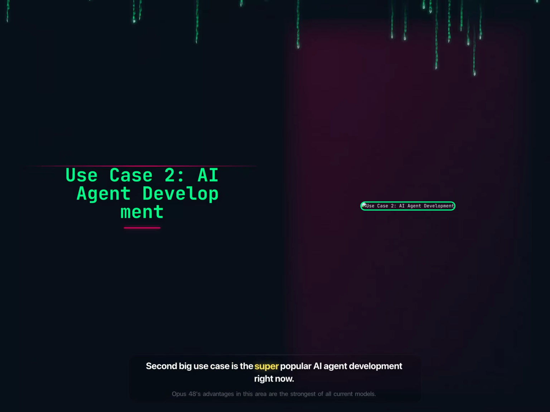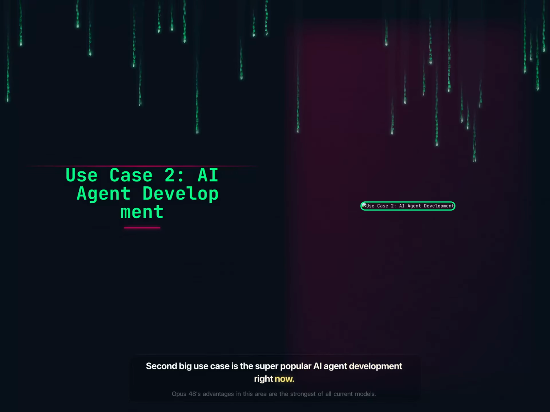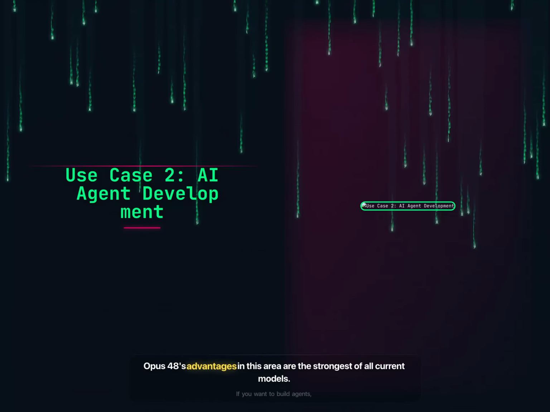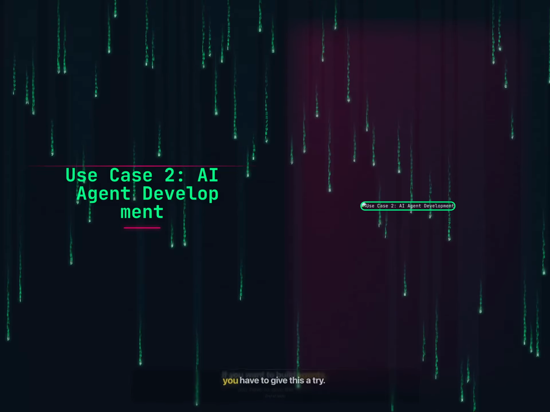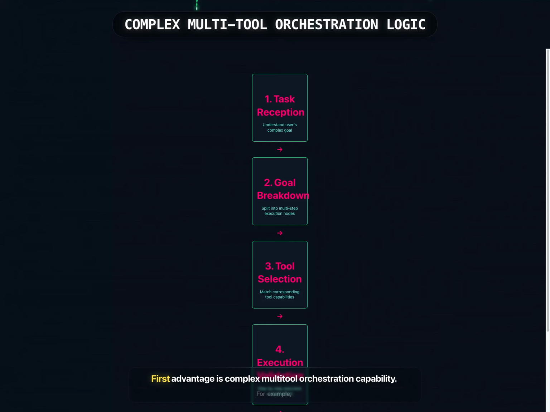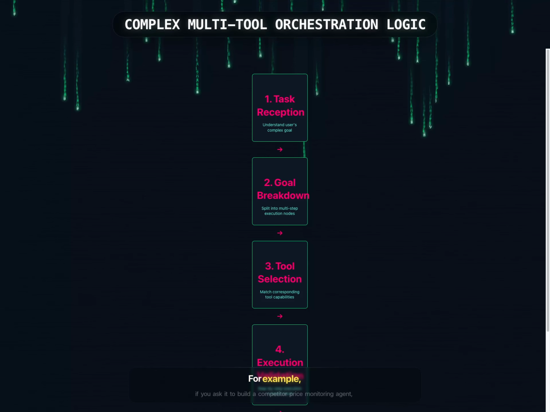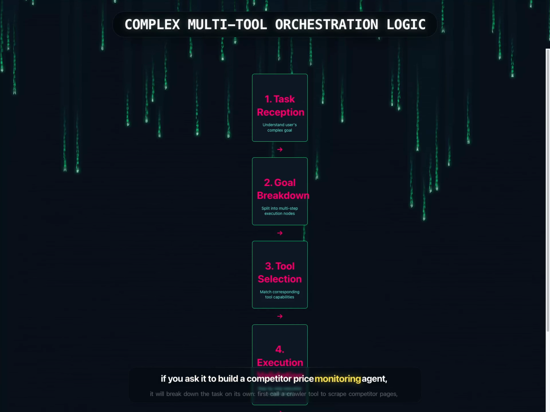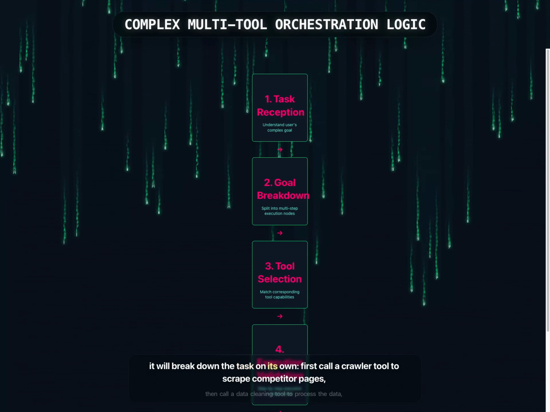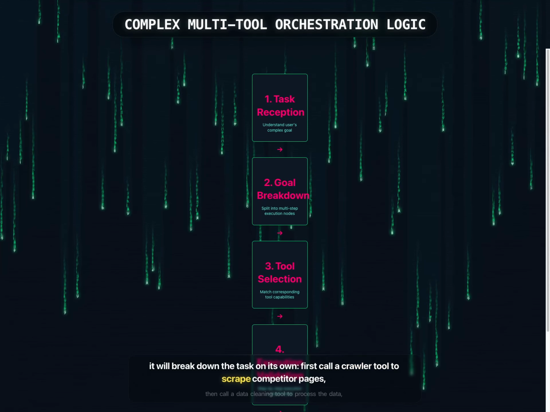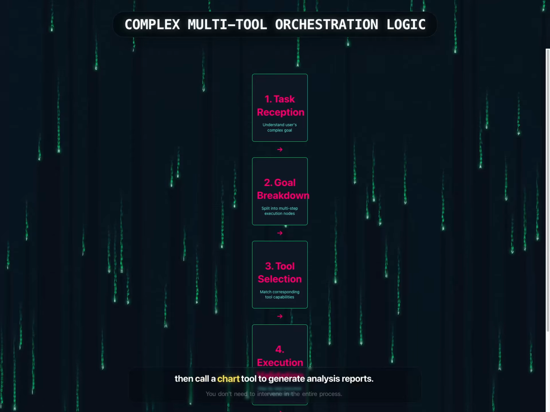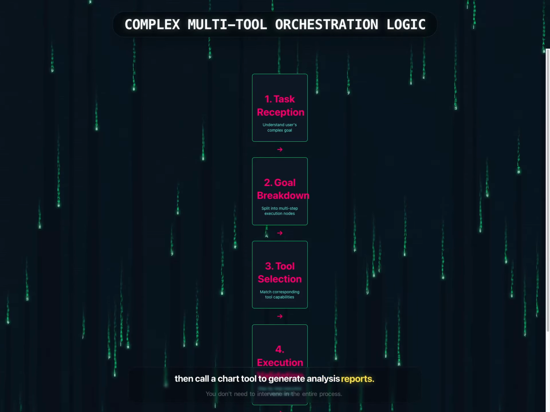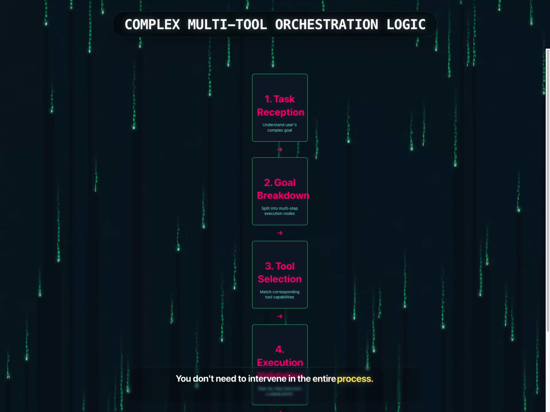Second big use case is the super popular AI agent development right now. Opus 4.8's advantages in this area are the strongest of all current models. If you want to build agents, you have to give this a try. First advantage is complex multi-tool orchestration capability. For example, if you ask it to build a competitor price monitoring agent, it will break down the task on its own. First call a crawler tool to scrape competitor pages, then call a data cleaning tool to process the data, then call a chart tool to generate analysis reports. You don't need to intervene in the entire process.